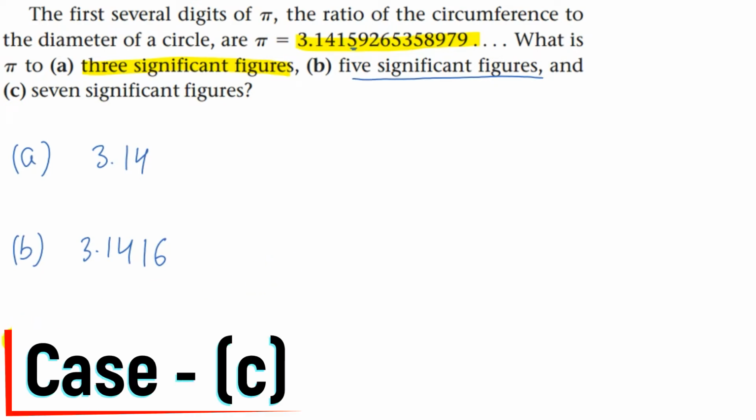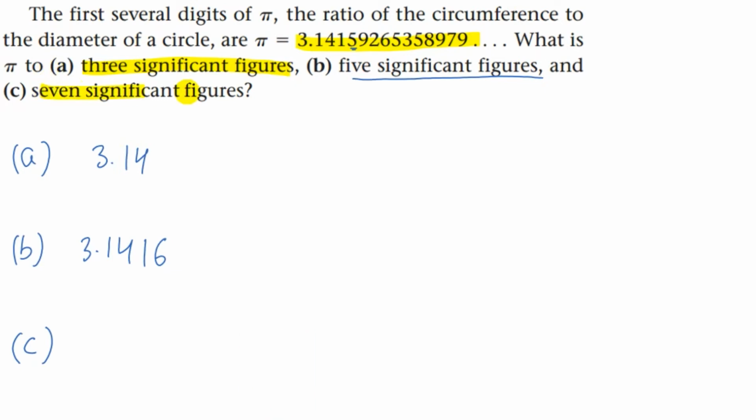Now the final one, C. We have to write the answer with 7 significant figures. So it will be 3.14159, and the next number is 3. Now we have to round off this number. If you see the next one, this is 6, which is greater than 5. So we round this 2 up to the next number, which is 3. So this is the value for pi with 7 significant figures and the solution for this question.